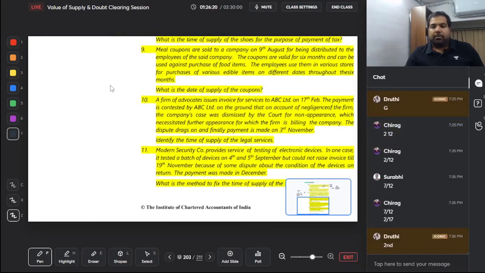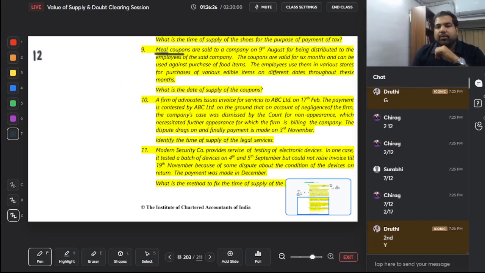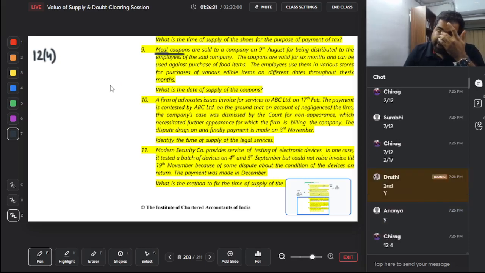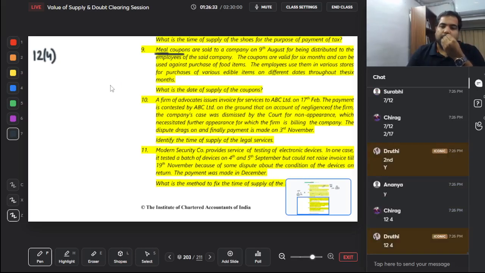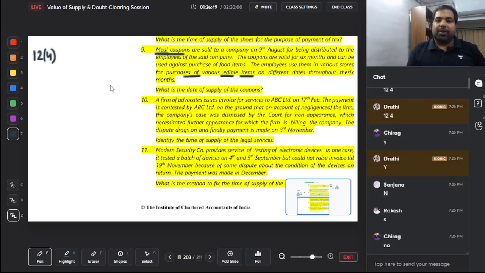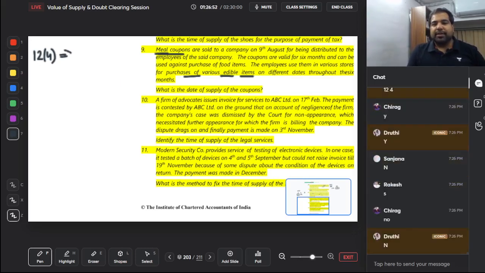Next. Meal coupons. Guys, are these vouchers for food? So which section are they? Goods? Yes, 12.4. Please tell me, guys. Was the supply identifiable? Looks like it, guys, but it's not, because they can purchase various edible items anywhere, on different GST, on different products. So is the supply identifiable? No, guys, it's not identifiable. So hence date of redemption.